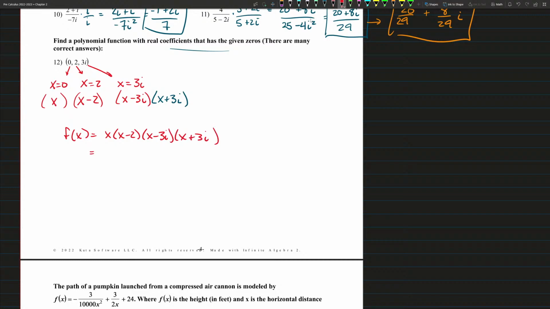This should be easy enough to do. We get x squared minus 2x. That's the first two terms multiplied together. And then we get x squared minus 9i squared, so plus 9. Then we can just multiply those two things together. So we get x to the fourth plus 9x squared.